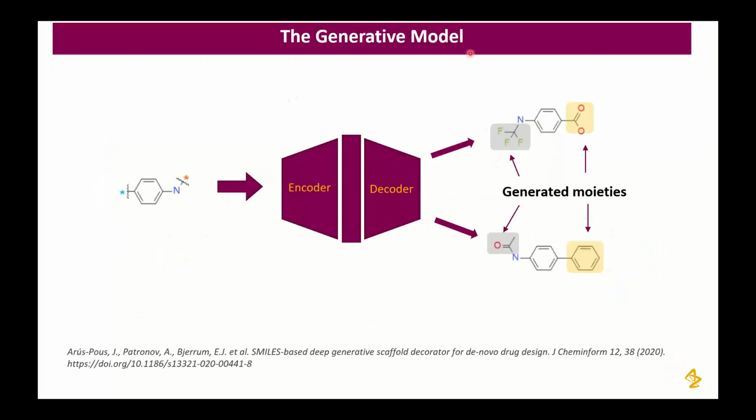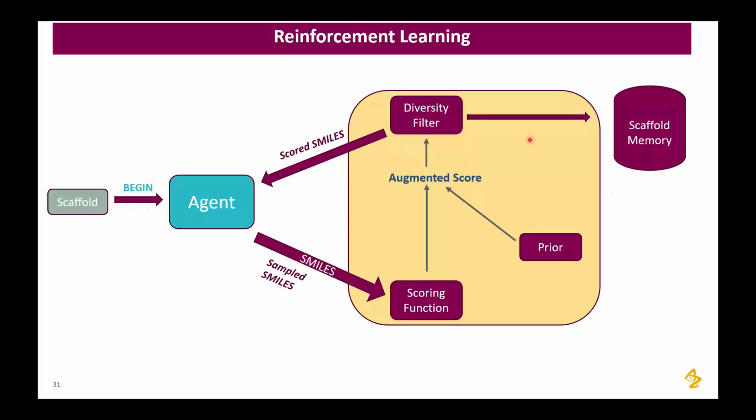So this is actually a continuation of a previous work from Josep Arús-Pous, where the model is borrowed from, where one could provide a SMILES string with attachment points, and then the generative model would generate the moieties that are attached to these attachment points. And the learning scenario, probably by now, is painfully familiar. It's again reinforcement learning. We have the input to the agent as a scaffold. There is the generative model. The agent is generating the SMILES, then they are scored, and then it learns from that.